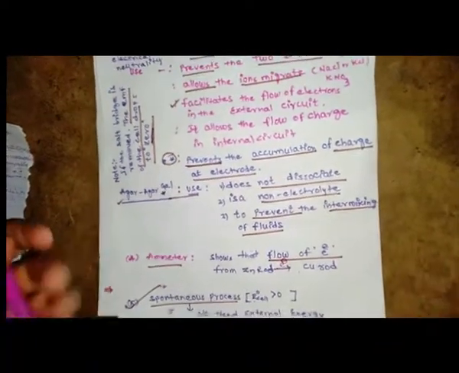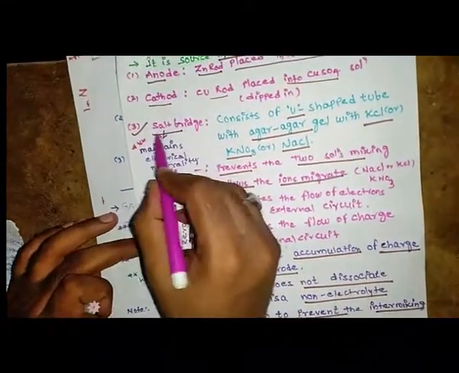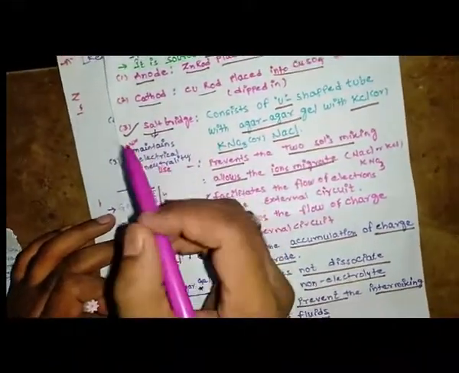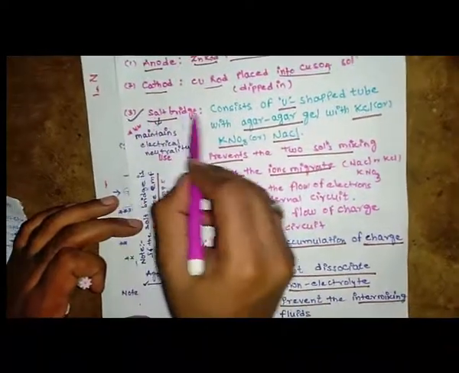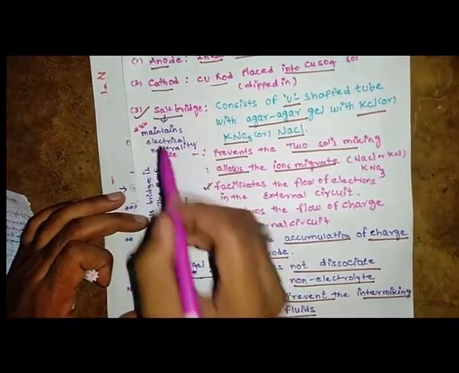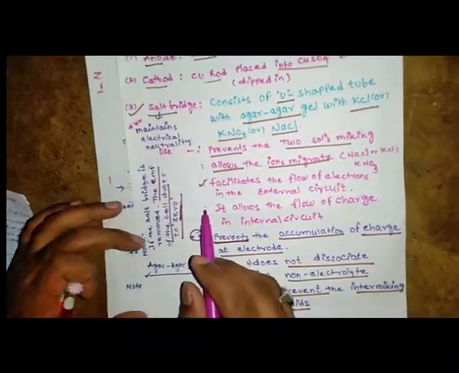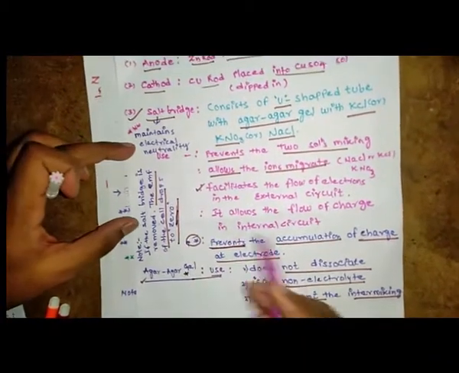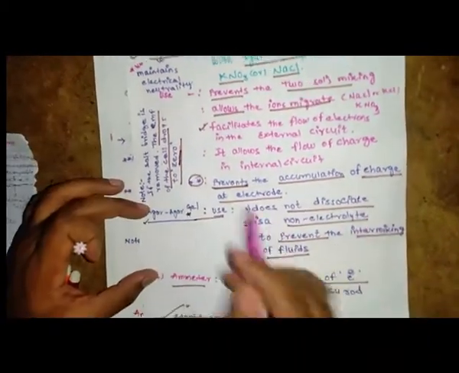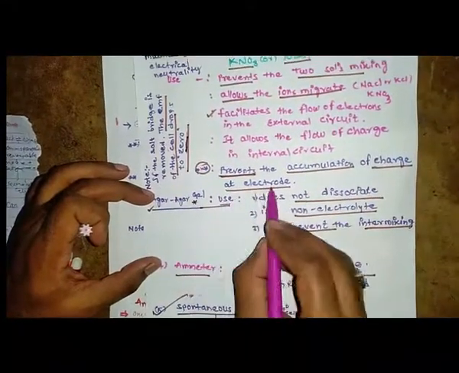So here, in this page, a very important point: what is the salt bridge's use? It is very important. What is the use of salt bridge? Salt bridge maintains the electrical neutrality. Okay, clear? This is very important. And next one, it prevents the accumulation of charge at the electrode.